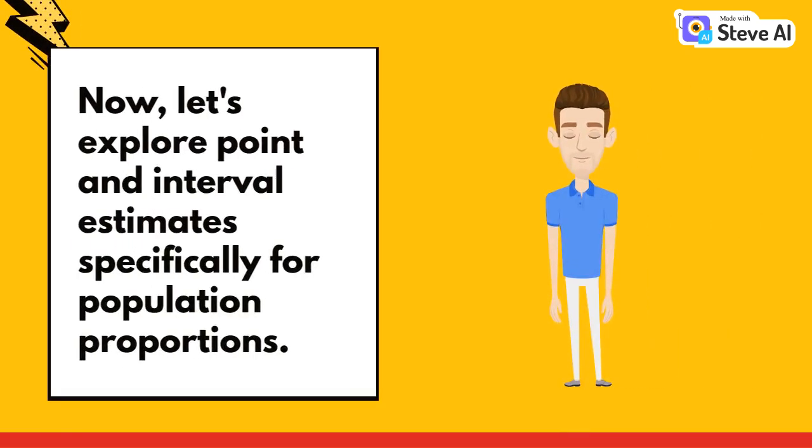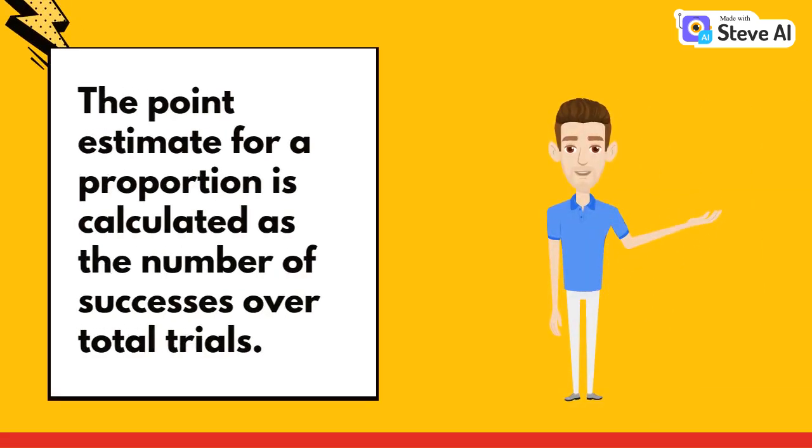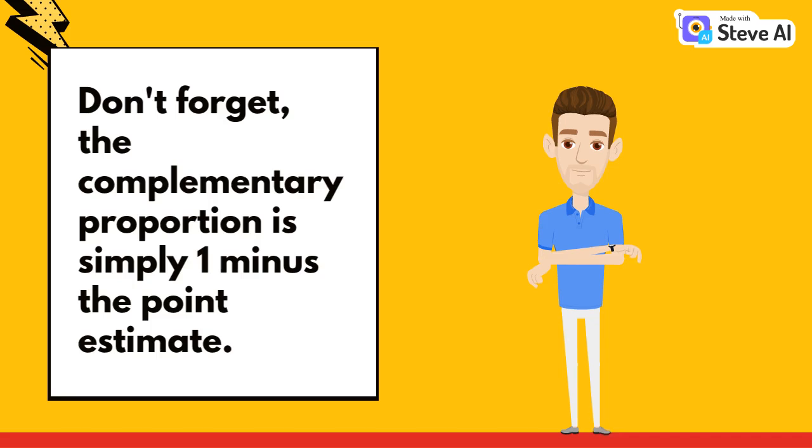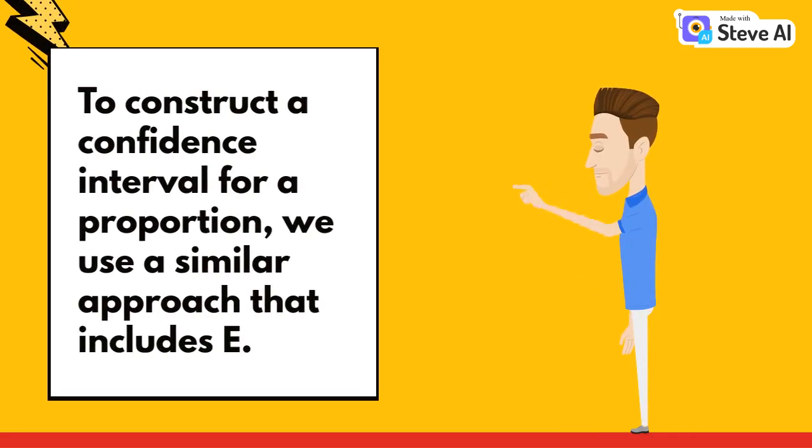Now, let's explore point and interval estimates specifically for population proportions. The point estimate for a proportion is calculated as the number of successes over total trials. Don't forget, the complementary proportion is simply 1 minus the point estimate. To construct a confidence interval for a proportion, we use a similar approach that includes E.